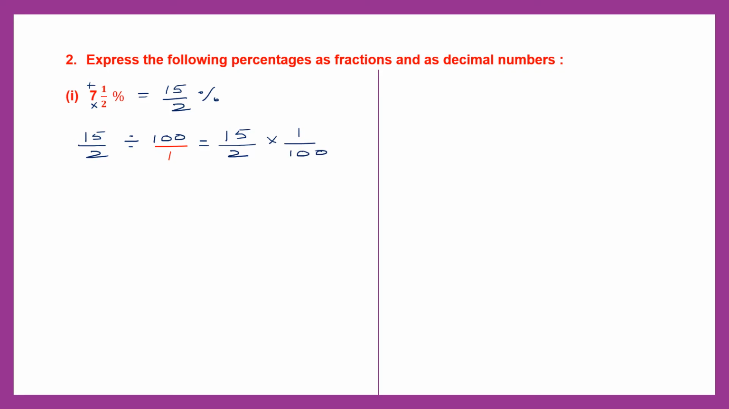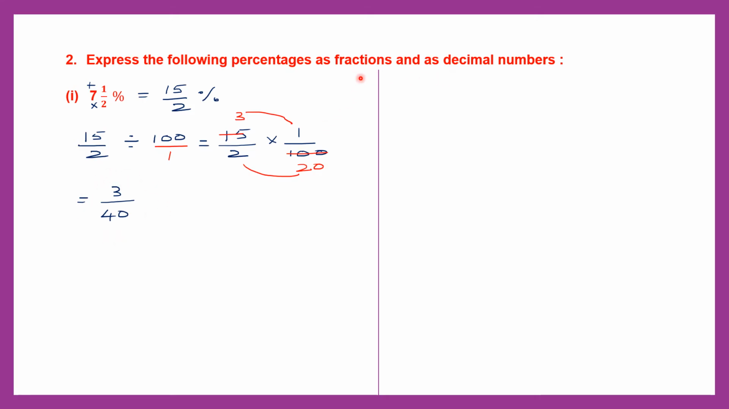Now we can cancel. I can cancel 15 and 100 by 5. 5 threes are 15. Here 5 twos are 10 and 0. So I have 20 and 3 there. Now there's nothing more I can cancel. So I have to multiply my numerators and my denominators. So what will I get? 3 ones are 3 and 2 twenties are 40. So I've got 3 by 40, which I need to convert into a decimal number. Now this is the fraction form. So this is one answer if I want to leave it as a fraction.